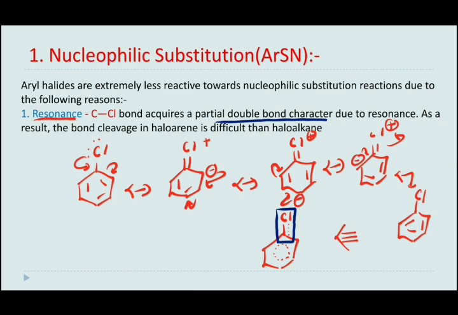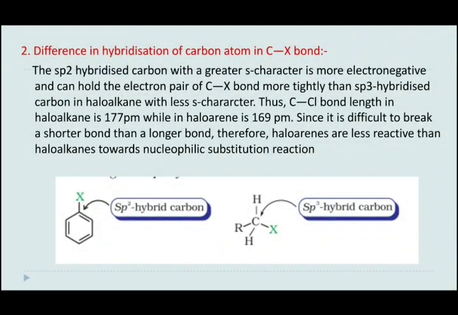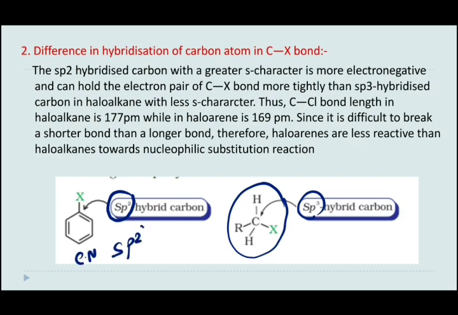Now the second factor is the difference in hybridization. In haloalkane, the hybridization of carbon is sp3, but in haloarene the hybridization of the carbon atom is sp2, and the sp2 hybridized carbon is more electronegative than the sp3 hybridized carbon atom. And due to this higher electronegativity, the bond will be shorter, the charge separation will be lesser, and also the bond will be stronger.